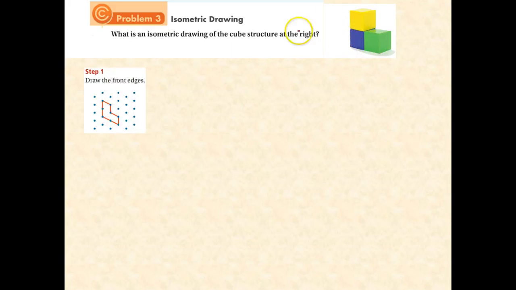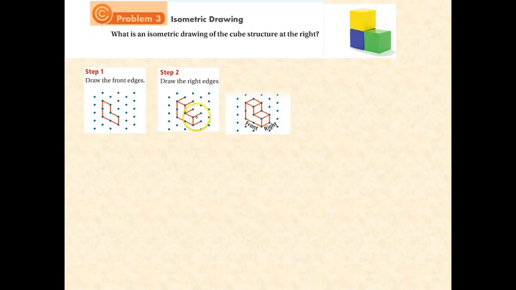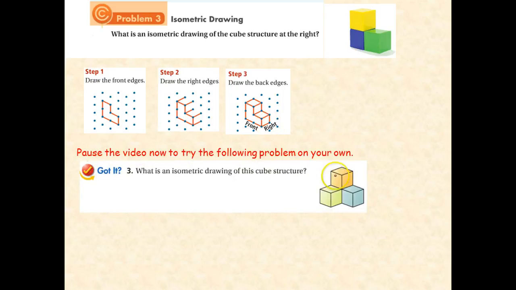So how would we make an isometric drawing of this cube structure here? Well, you start off by drawing the front edges, as you see here. Then we'll draw the right edges. And then we'll finish off with the back edges. Why don't you try to make an isometric drawing of this and hit play again when you're ready to check, see how you did.